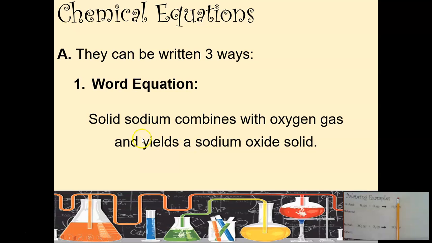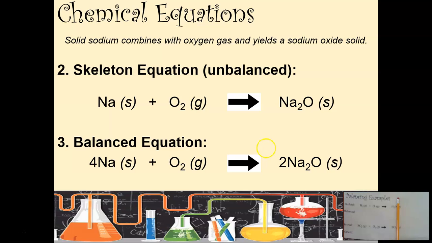So I draw my arrow sign, and then Na2O would be my sodium oxide solid. So that's one way that you might see a chemical equation. You also will see a skeleton equation here. A skeleton equation is simply an unbalanced equation. You just write whatever's in the word equation. So there's my solid sodium plus my oxygen gas yields Na2O. That's unbalanced, so it's a skeleton equation.